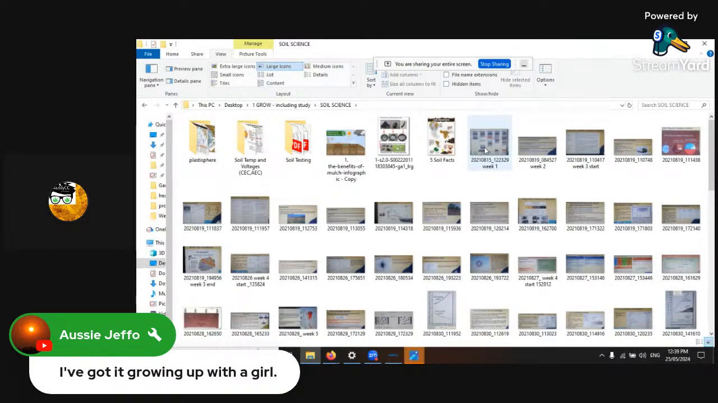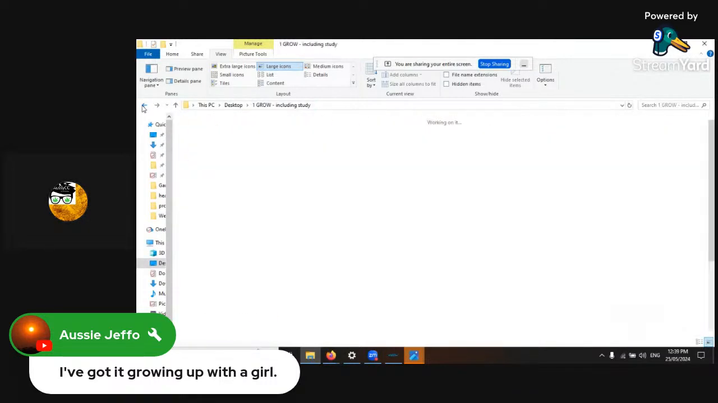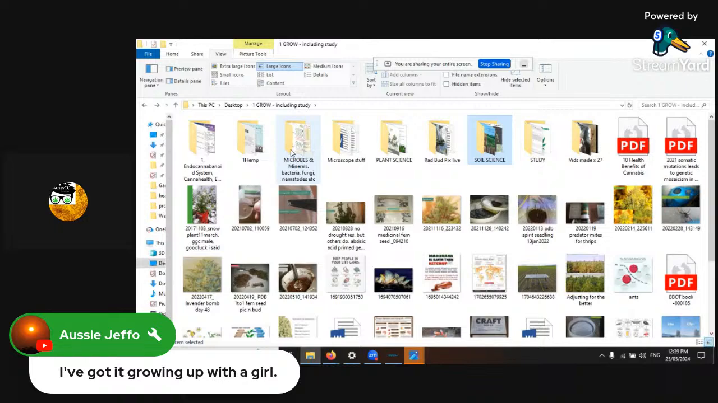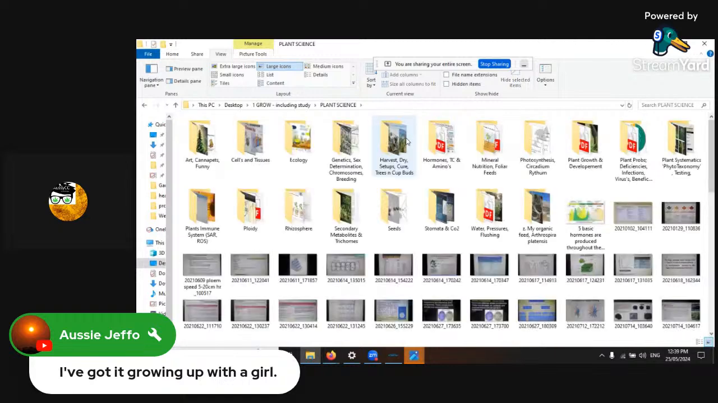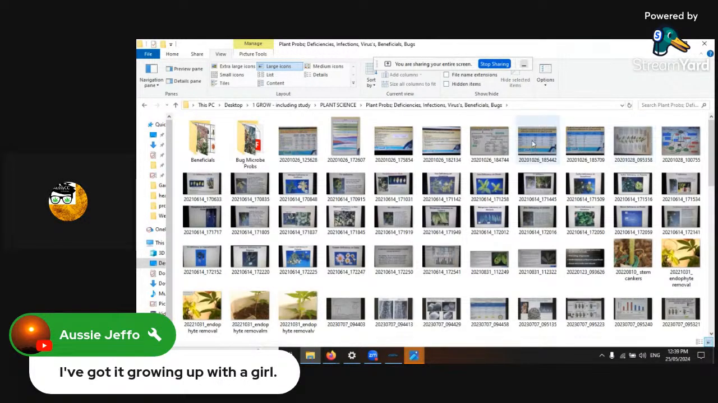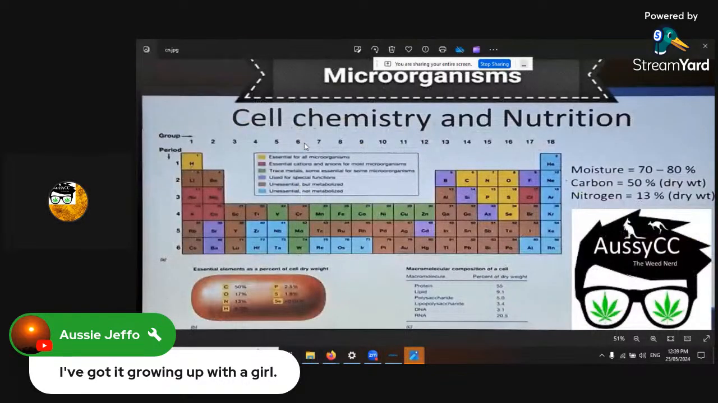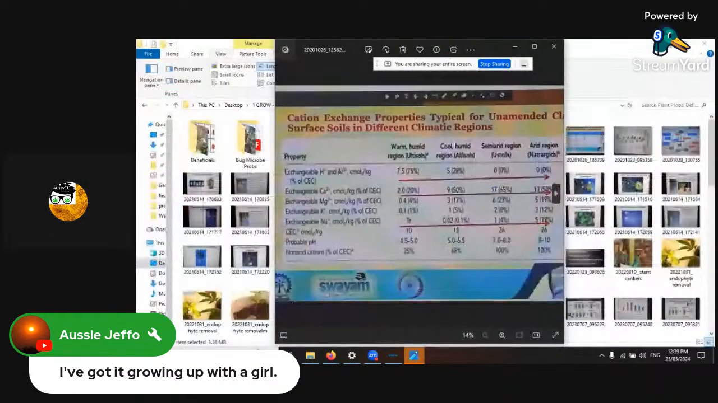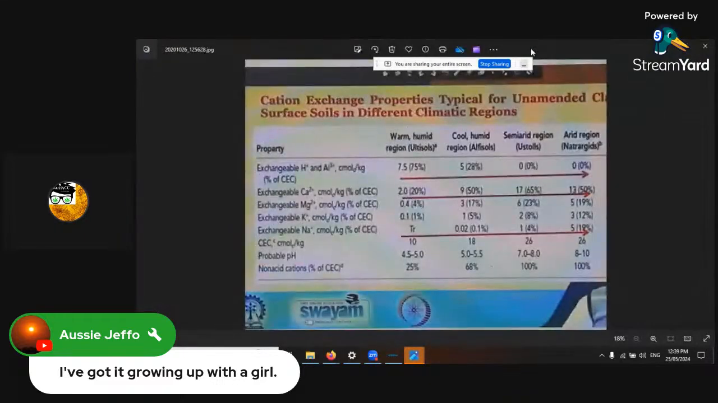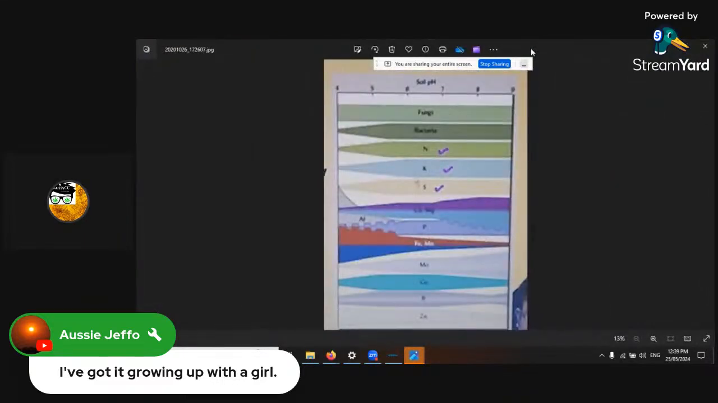What's it look like again? The percent chart. Might be in, it should be in microbes. What about plant science? Disease, plant problems. One of these ones at the start? Not one of these ones here. Let's have a quick squeeze. Oh no, it's just got the pH.